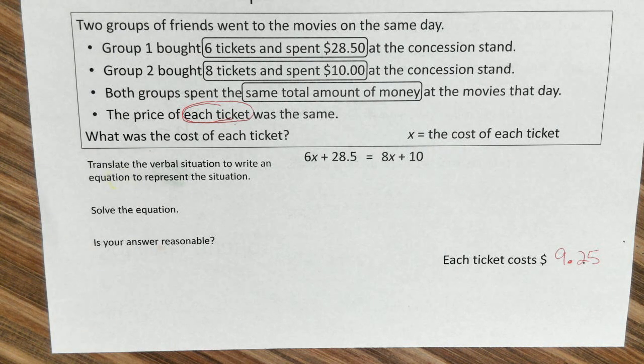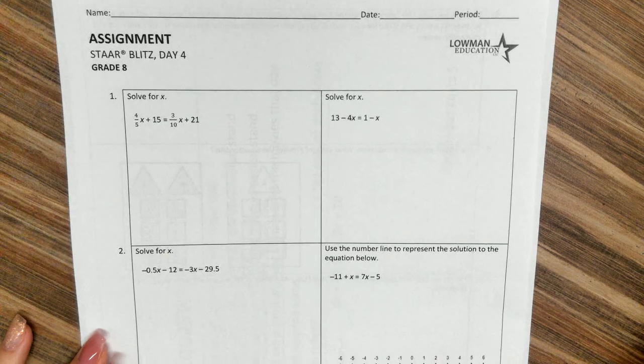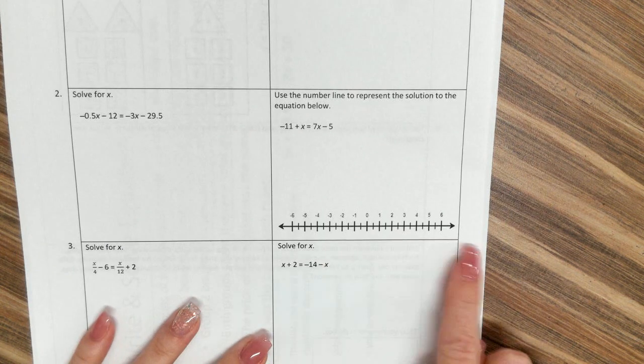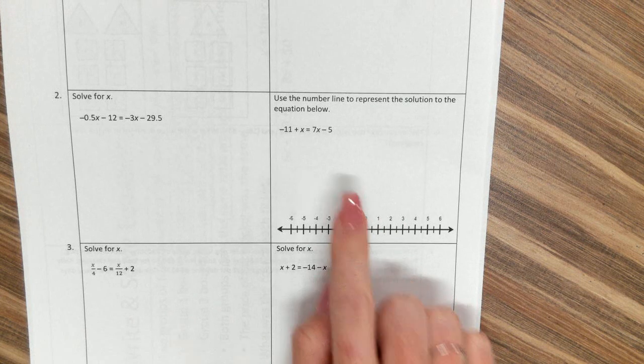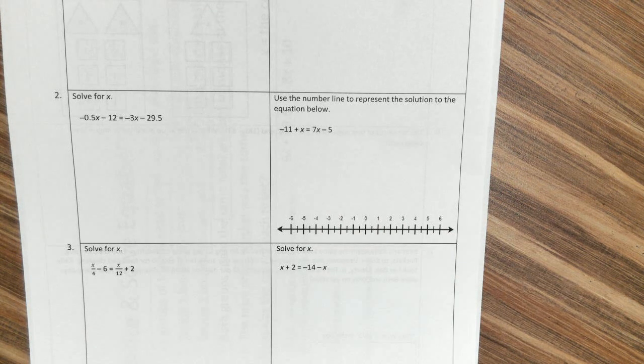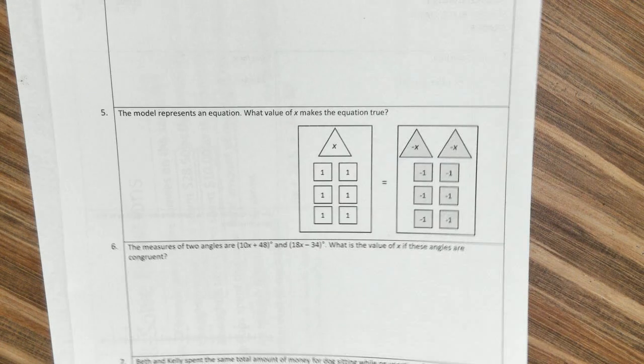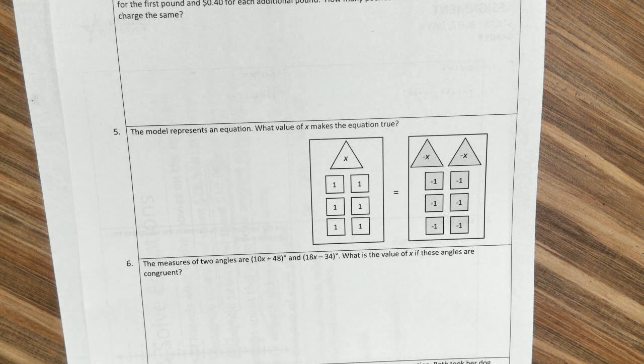Any questions? All right, I'm going to pass out the assignment. All right, make sure your name is on it. For 1, 2, 3, 4, all of these, you're just solving them in your calculator. But on number 2, on the second part, it wants you to solve it and then place your answer on the number line. So please make sure you put it in the correct spot. Make sense?